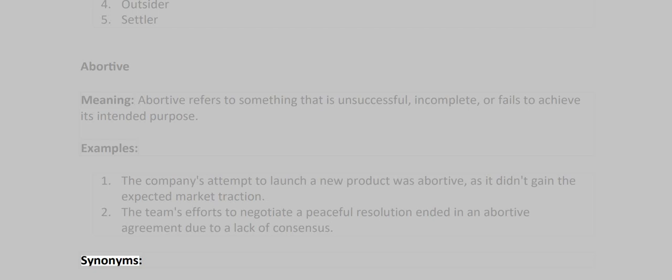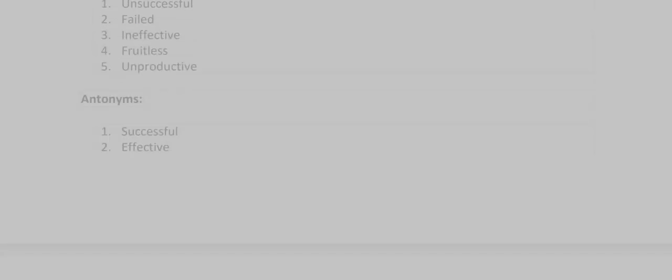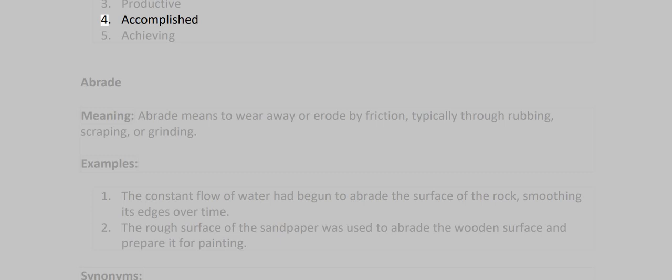Synonyms: 1. Unsuccessful. 2. Failed. 3. Ineffective. 4. Fruitless. 5. Unproductive. Antonyms: 1. Successful. 2. Effective. 3. Productive. 4. Accomplished. 5. Achieving. Abrade.